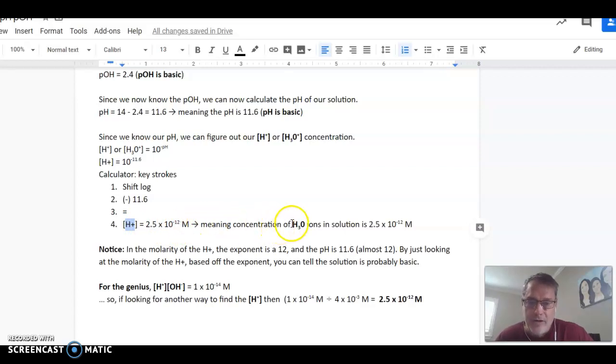Okay, so our hydronium ions, again, H3O is a nickname for H plus. These two characters are the same. They're just nicknames. So H plus is H3O. They're the same, and so it's 2.5 times 10 to the negative 12 molarity.